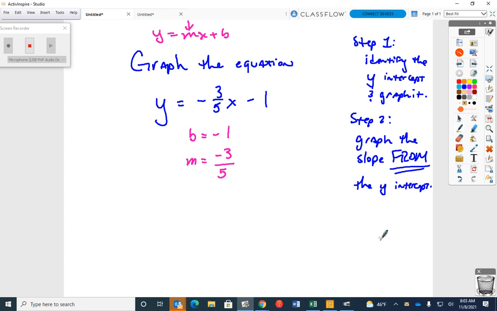Now, what we're going to do, this says what? From the y-intercept. Okay? Now, remember slope. The top number either goes up or down. Well, negative on a graph means we're going where? Down. So we're going to go down, how many? 3, and we're going to go where? Over 5. Now, let's go over here to our graph.